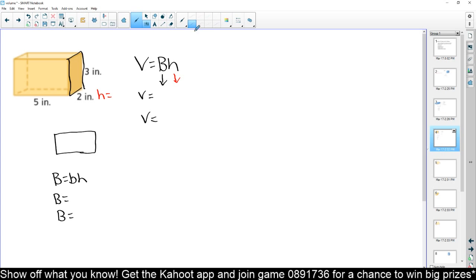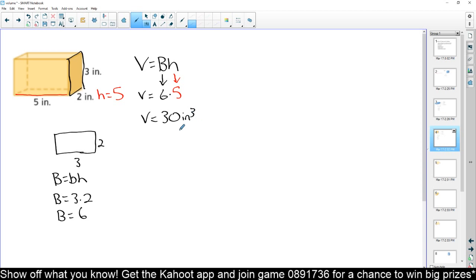Okay? So if that's my base, I've got 3 by 2 here, and then the height of the whole thing would be 5. And we're going to see, will that change our answer? So we've got a height of 5. Area of the base would be 3 times 2, which is 6. And then 6 times 5 is 30 inches cubed.